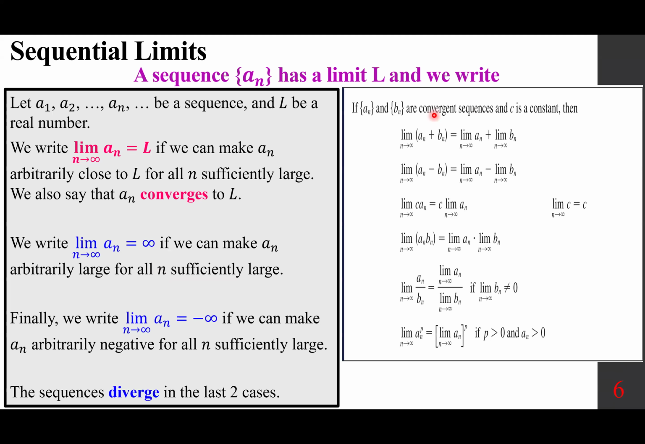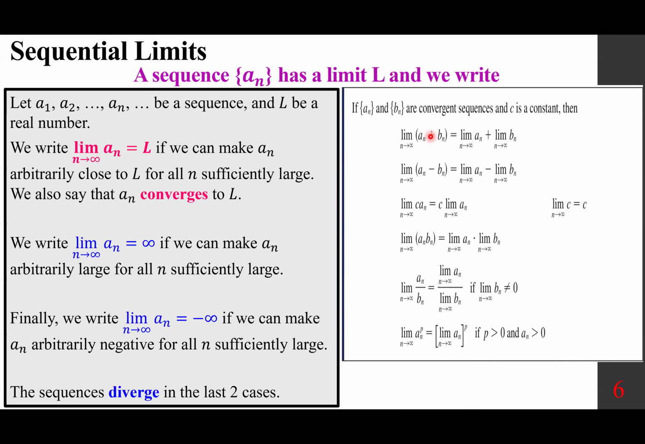These are known as the limit laws. We see them in the case of functions as well as the sequence involving n. If a_n and b_n are convergent sequences and c is a constant, a number, then the limit of a_n plus b_n as n approaches infinity is the limit of a_n as n approaches infinity plus the limit of b_n as n approaches infinity, and the rest of it. So what are they?